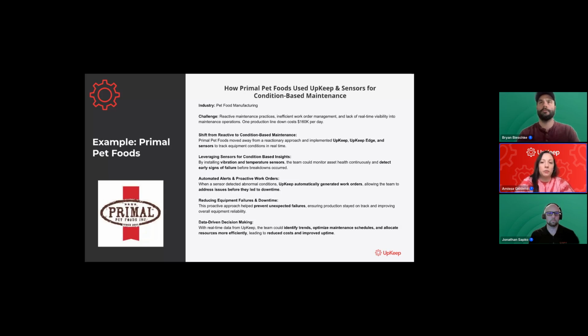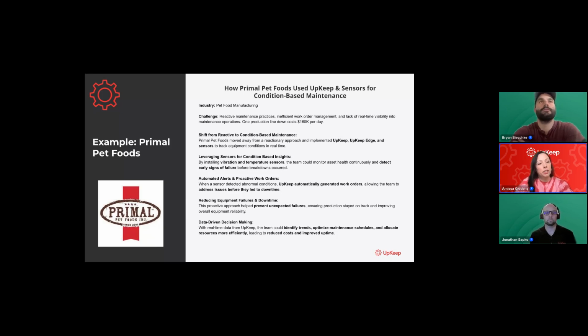Because they were doing reactive maintenance and didn't have any real-time visibility, they couldn't really prevent breakdowns. That was a big challenge for them. They started looking into CMMSs and sensors. They decided to go with Upkeep, and they started monitoring their asset health in real time. They were tracking temperature, vibration, and other key indicators, and they were able to start catching failures before they happened.